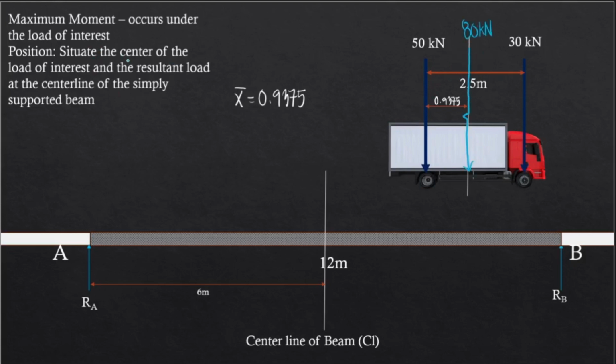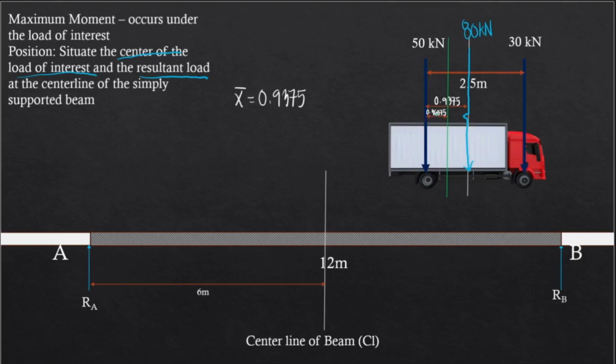Now that we have this, again, this is the location of the resultant load, so we have 80 kN. Now again, we have to determine the center of the load of interest and the resultant load. Now this is our resultant load, and then we are interested in the moment under the 50 kN load, so we're gonna establish their center. Now considering these two, the center will be right here. Again, this is midway between the 50 kN load and the resultant. And so this distance will be half of 0.9375, which is 0.46875.